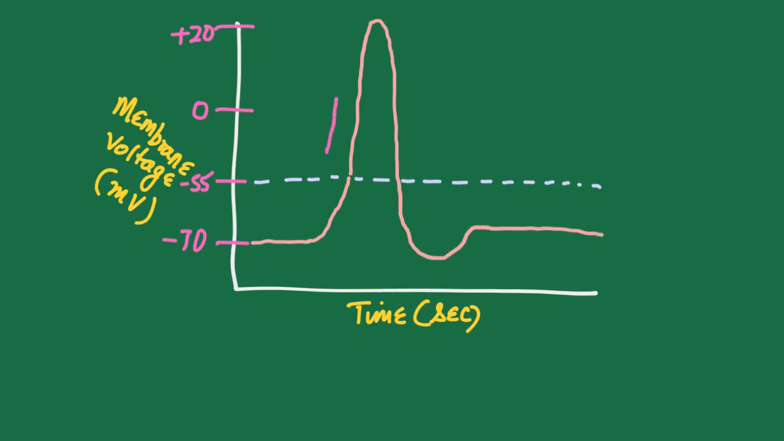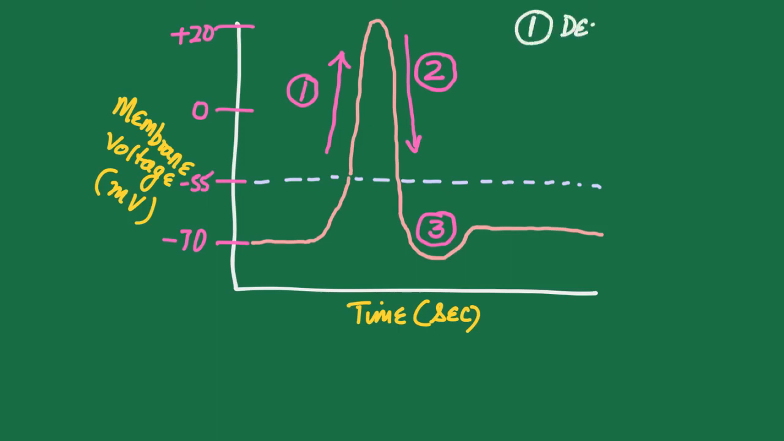The going up of the action potential is called depolarization, which means voltage going towards zero. Number 2 is repolarization, which is voltage moving away from zero. 3 is the hyperpolarization, which is so low that it is below the resting membrane potential.